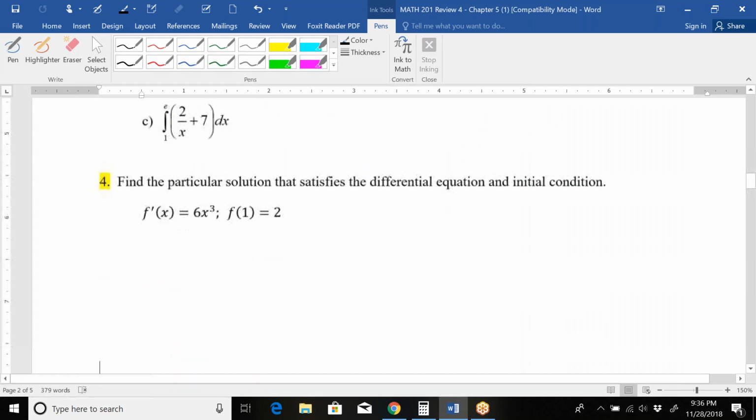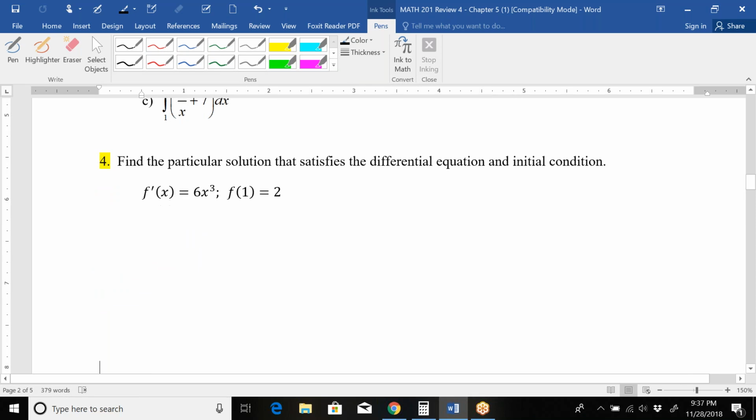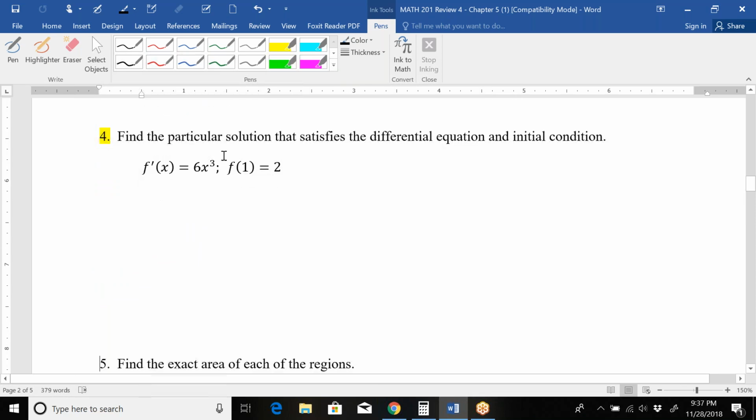All right, so for number 4, I was requested this one as well. It says find the particular solution that satisfies the differential equation and the initial condition. The keywords there are the particular solution. That means we're going to take the antiderivative of this, and we're going to have our plus c, and then we're going to plug in the 1 for the x and the 2 for the big F of x, and we're going to be able to solve for that c.